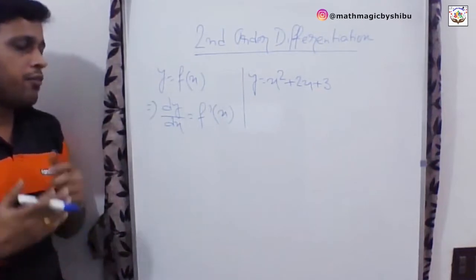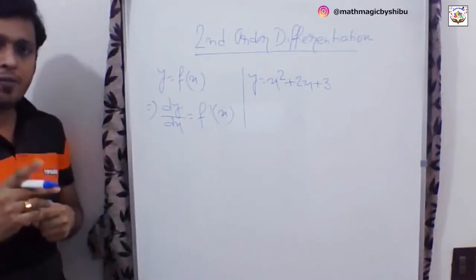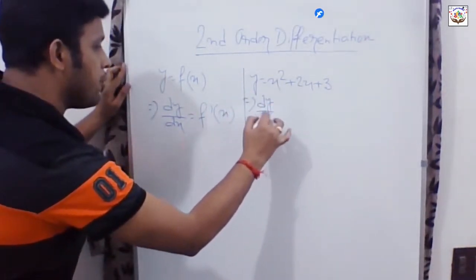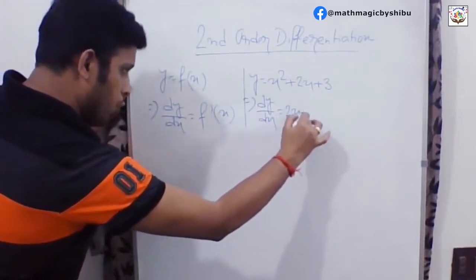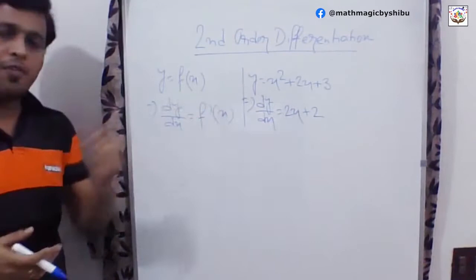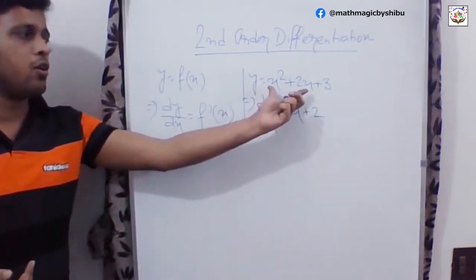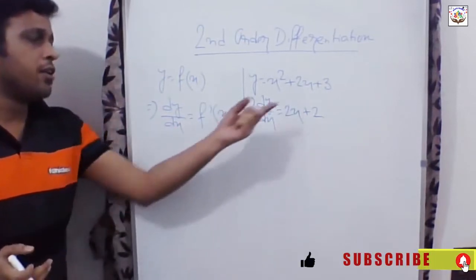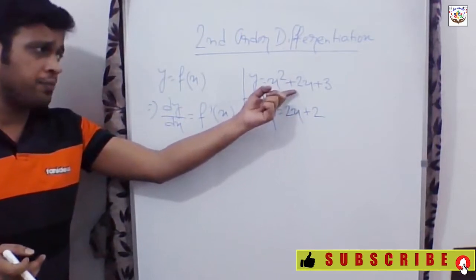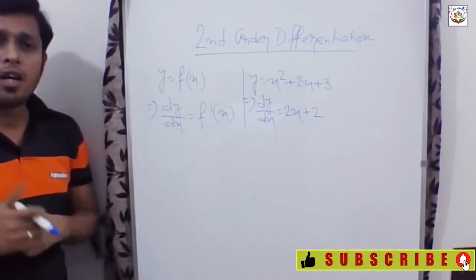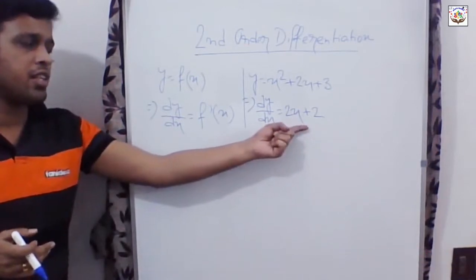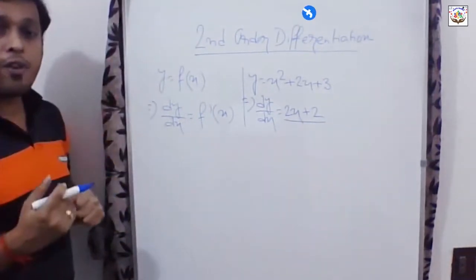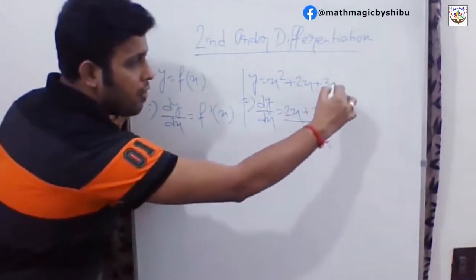Now if we differentiate it one time, it will be called first order differentiation. Suppose we are differentiating it with respect to x, so it will be 2x plus 2. So the first order differentiation of this quadratic equation is 2x plus 2. Now if it is asked that you need to find the second order differentiation, then since the first order differentiation is 2x plus 2, if we again differentiate this one, it will be called the second order differentiation of the first function.